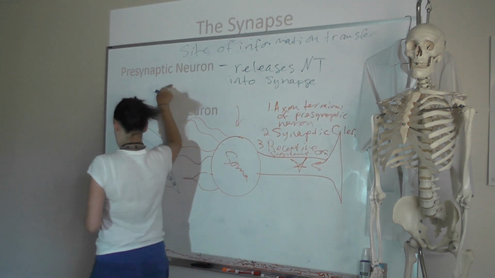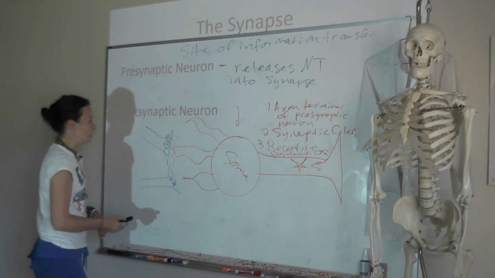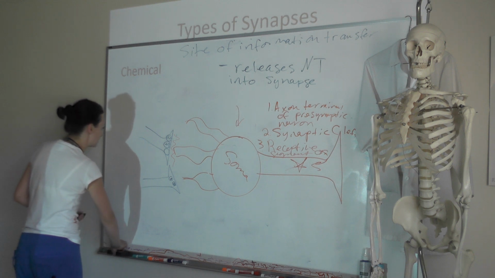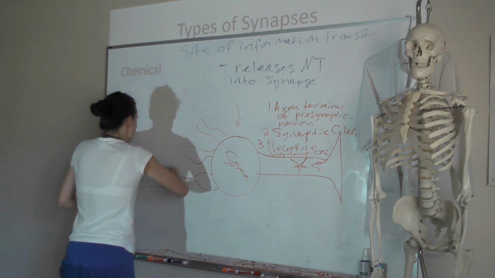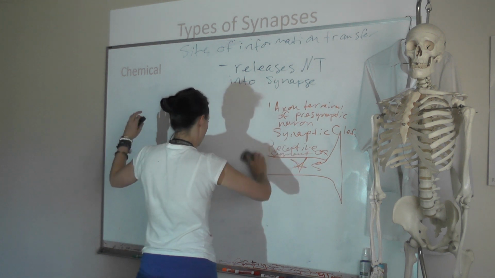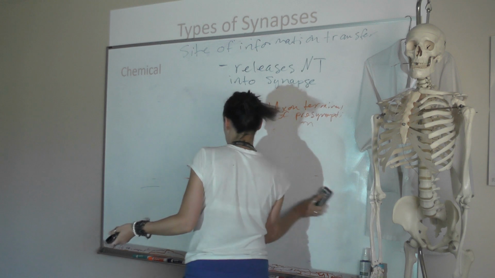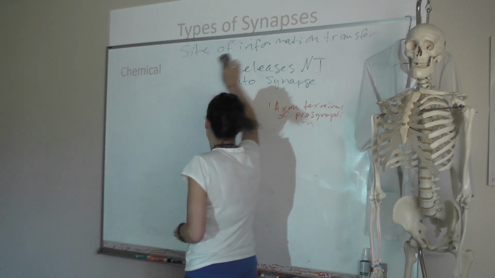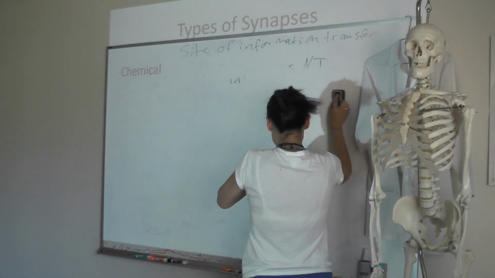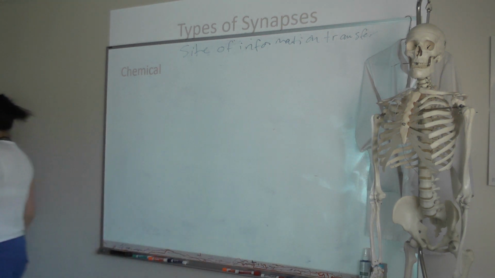And it's got two neurons involved and then the space in between them. So let's talk about different types of synapses we can have. What we're really going to spend a lot of time talking about right now is chemical synapses. These are the most common synapses, so we're going to go over them in a lot of nitty-gritty detail. There are also electrical synapses, but they're pretty rare. So we will briefly address them.